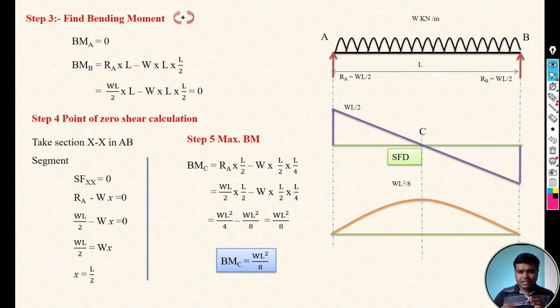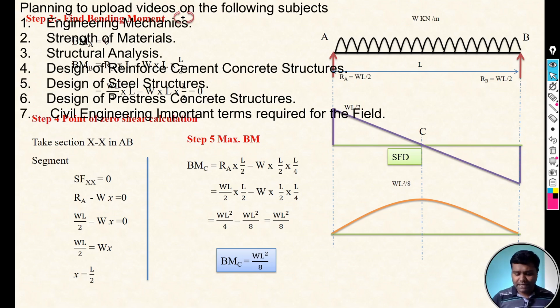So just remember these two formulae. First, a simply supported beam carrying UDL on the entire span. Support reactions: the A support reaction is WL by 2, the B support reaction is WL by 2, and the maximum bending moment is WL square by 8. Remember this formula as a standard case, so it will help you to directly calculate the maximum bending moment and shear force for the third standard case, that is a simply supported beam carrying UDL on the entire span.